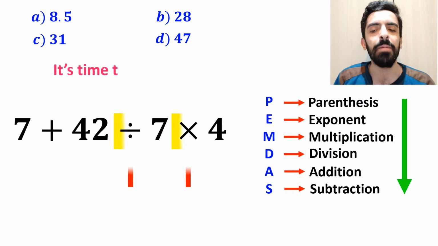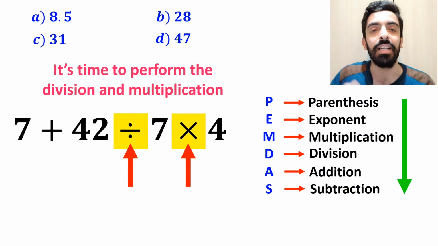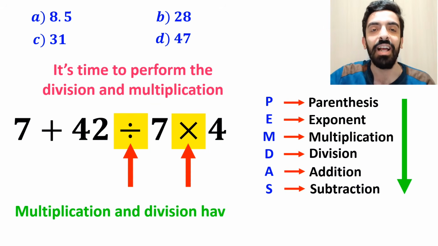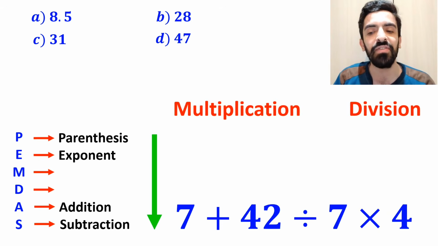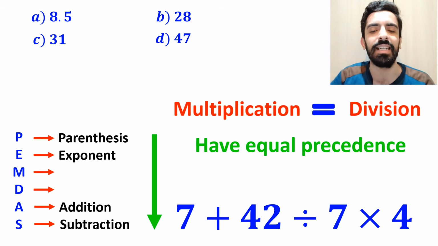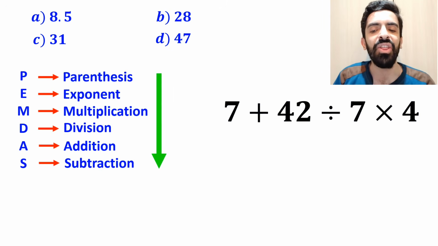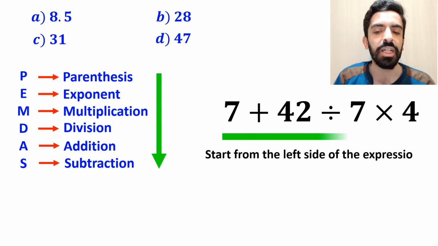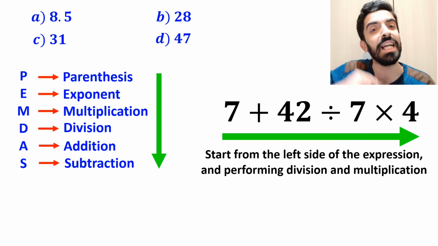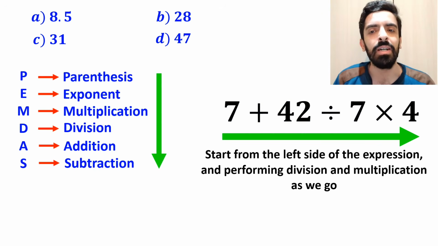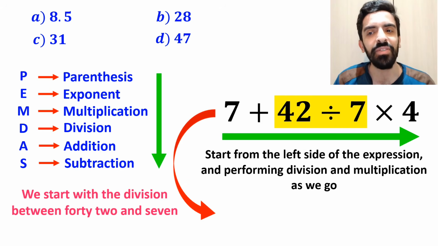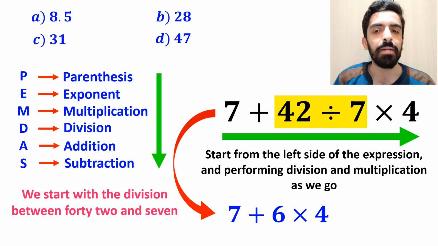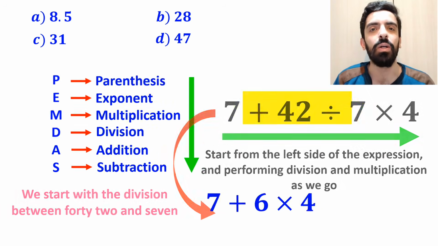Alright, now it's time to perform the division and multiplication, because multiplication and division have higher priority than addition. However, we must pay close attention that multiplication and division have equal precedence. In this case, the best thing to do is to start from the left of the expression and perform division and multiplication as we go. So, we start with the division between 42 and 7. And instead of this expression, we can write 7 plus 6 multiplied by 4.